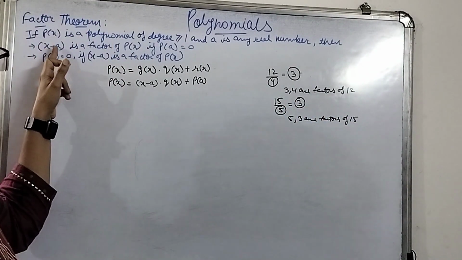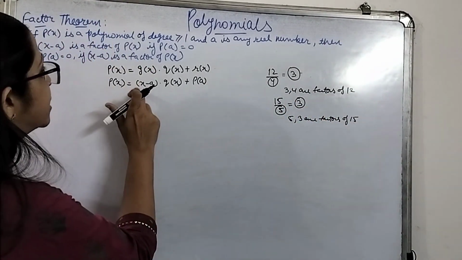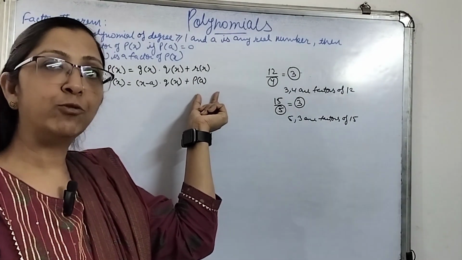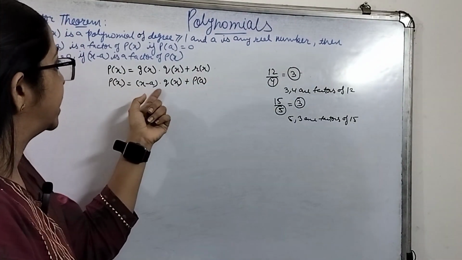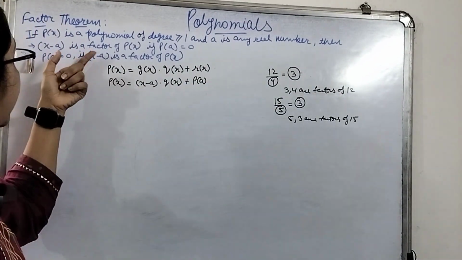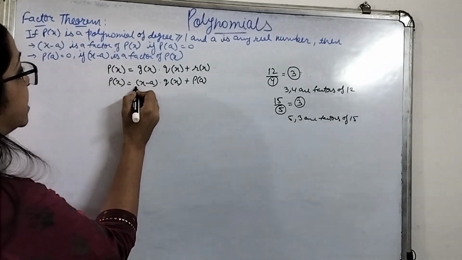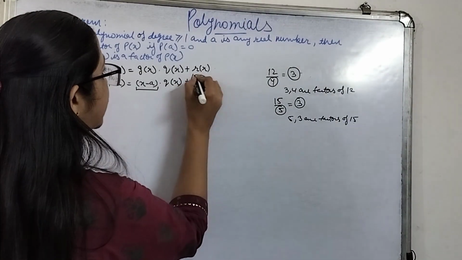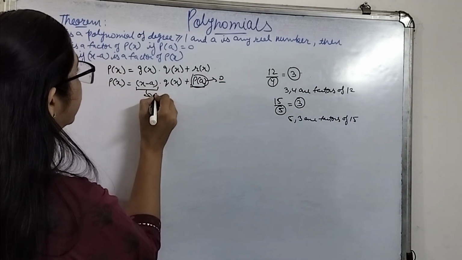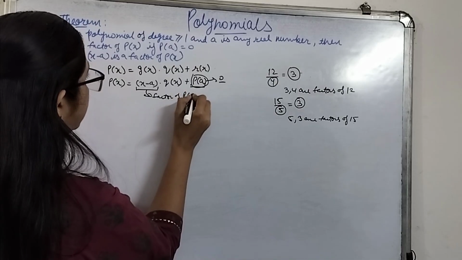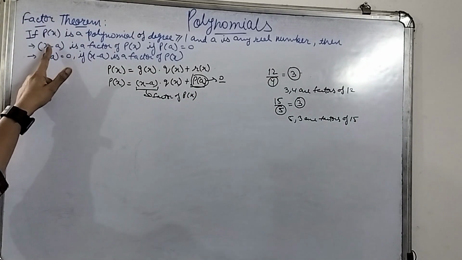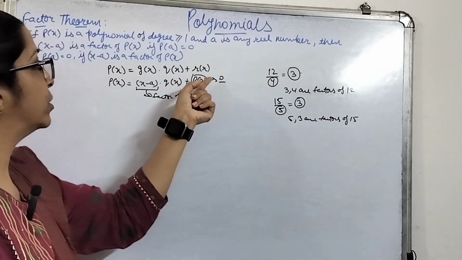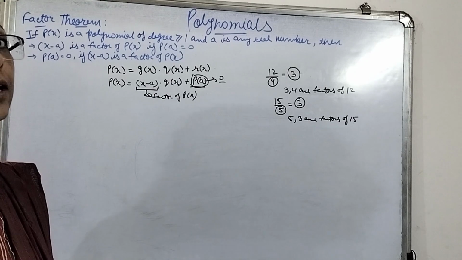Now, if I say x minus a is a factor of p(x), then for that condition the remainder should be equal to 0, and only then will x minus a be a factor of p(x). That means x minus a will be a factor if the remainder p(a) is 0. That is what is written here: x minus a is a factor of p(x) if p(a) is 0. If the remainder is 0, then x minus a will be a factor of p(x).